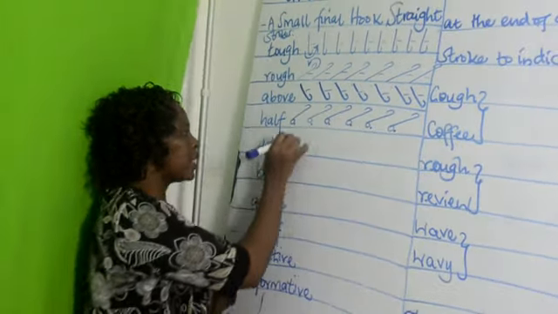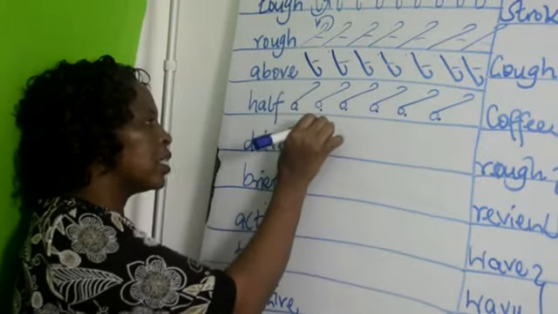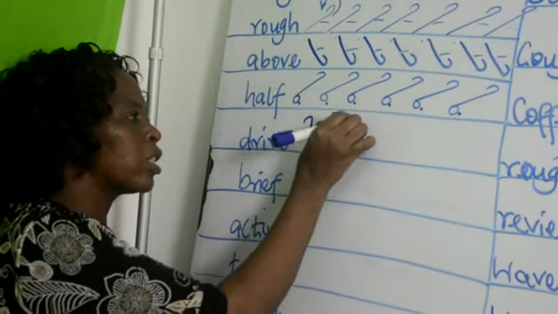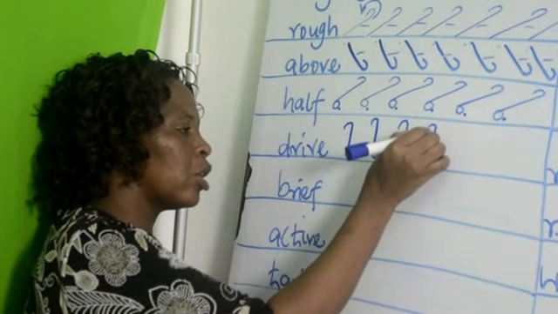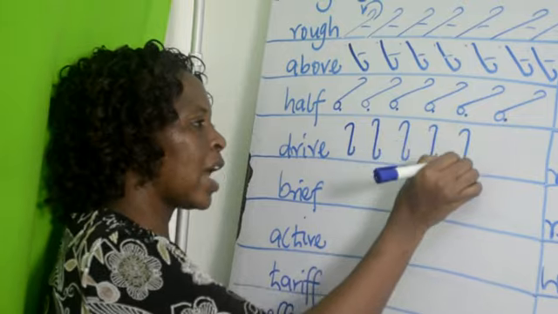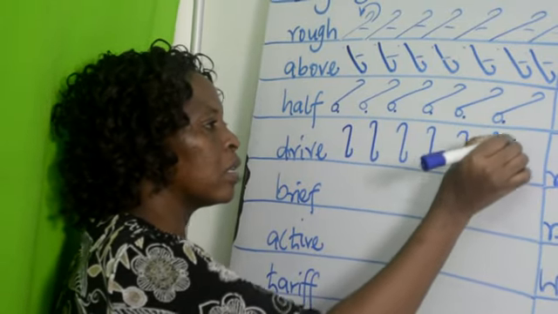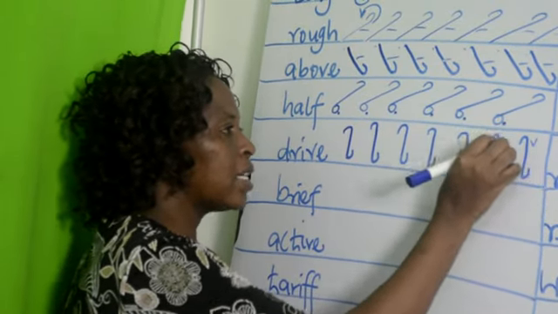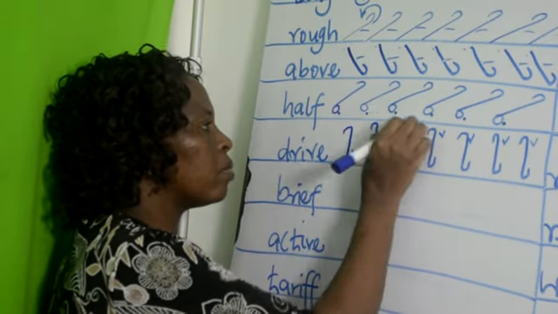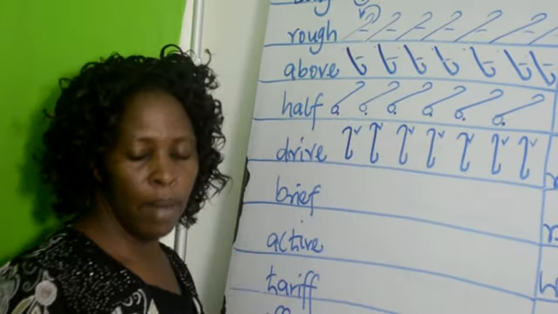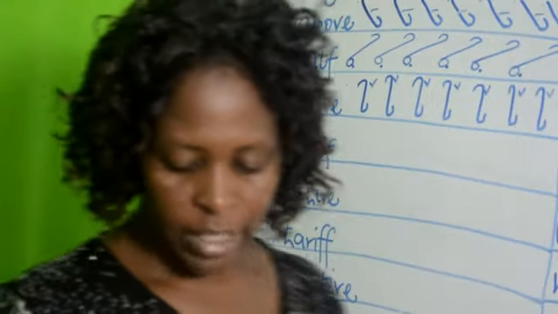Then we have the word drive. Drive is a stroke of D, hooked for R, and also hooked for V. Drive. We are drilling it above the line because of the diphthong high above the line, a first place diphthong.